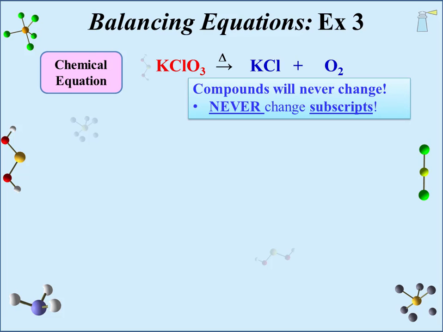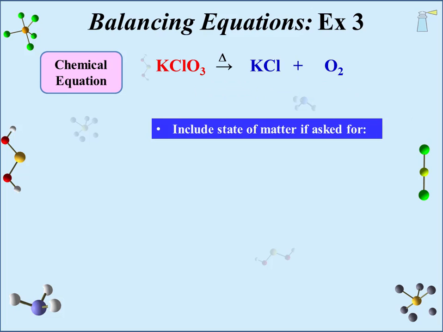Compounds in this reaction are set because we never change the subscripts. If this problem asks for states of matter, the student might remember that potassium chloride is a salt and a solid, and that the molecular oxygen is a gas. Potassium chlorate would probably need to be looked up to identify it as a solid.